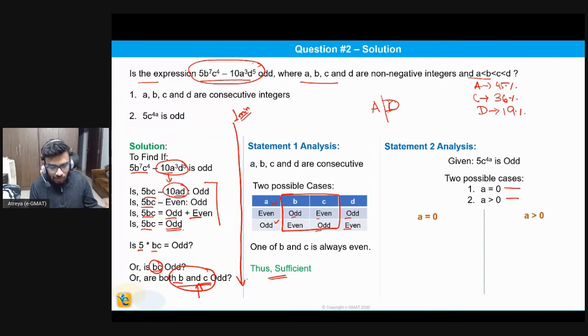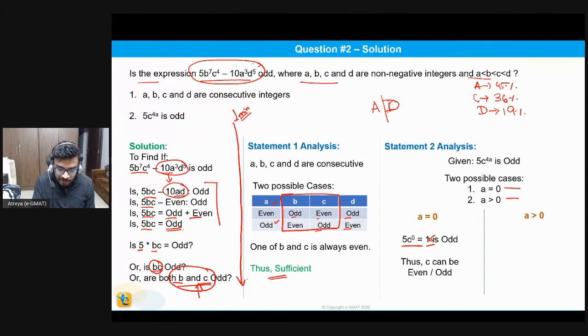When a is equal to 0, the value of 4a becomes 0. So what do I have? I have 5c to the power 0, and c to the power 0 always is equal to 1, right? So this would be 1 times 5, which is 5, an odd number. So when a is equal to 0, this is odd, and c can be odd or even as well.